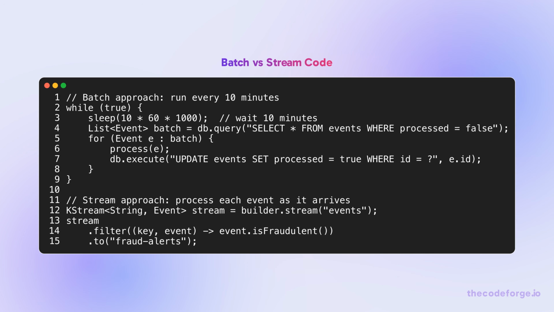Here's a batch loop that polls every 10 minutes. It has 10-minute latency and potential duplicates if the process crashes after processing, but before updating. The stream approach filters events as they arrive, with millisecond latency and exactly-once with proper config.